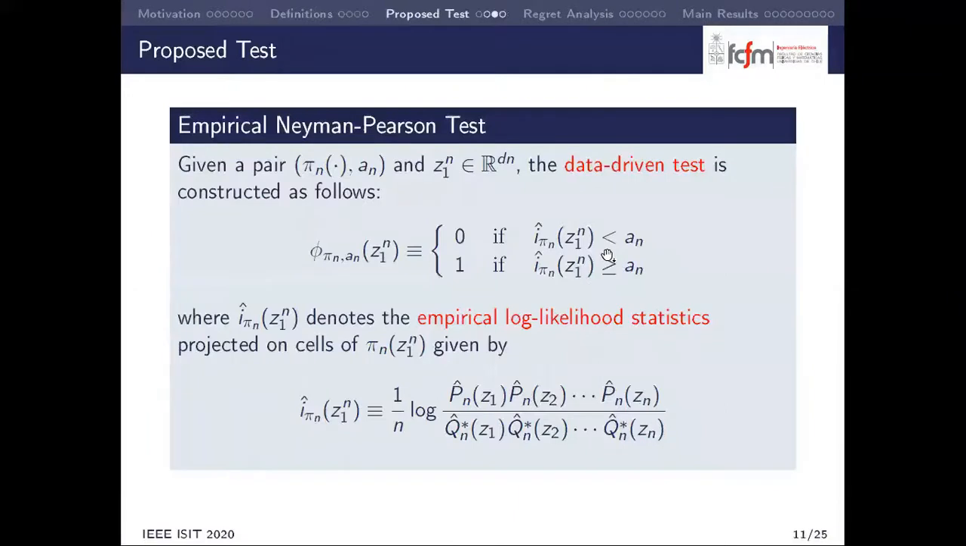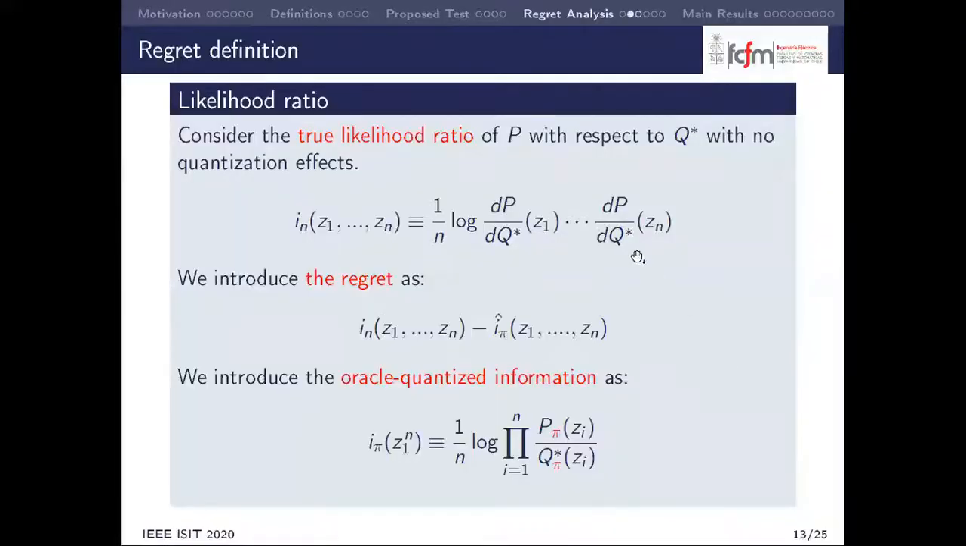So in order to determine the quality of this test, we will compare our statistic with the statistic we would have if we knew the true probabilities, which is the Oracle test. So we'll introduce the true likelihood ratio, which uses the true probability distribution. So it's like the Oracle version of our empirical statistic. And we will introduce the regret as the difference between this true likelihood ratio and the empirical version.